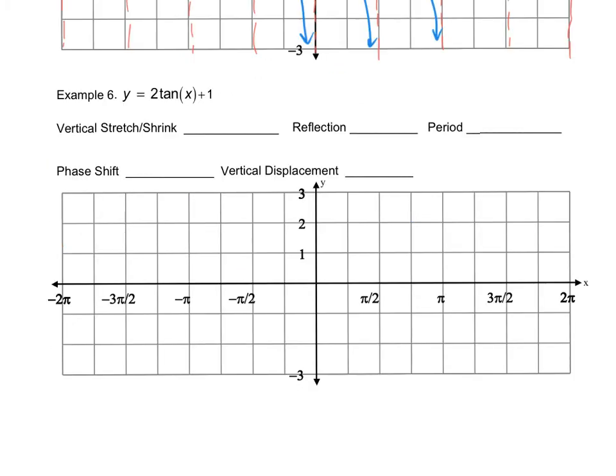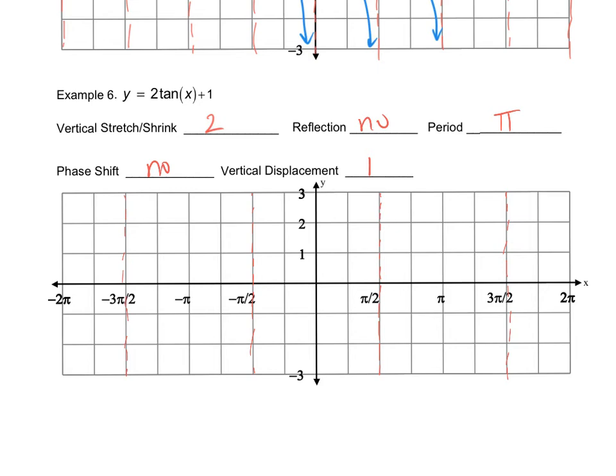In example 6, we have a vertical stretch by a factor of 2. We have no reflection and we have no phase shift. Our period is still just pi, but now we have a vertical displacement. So this is tangent, so it's going to be centered around the y-axis. My period is pi, so I'm going to go half of that to the right of the y-axis and half of that to the left, and then I'm going to do that on intervals of every pi to the left and right, continuing on.